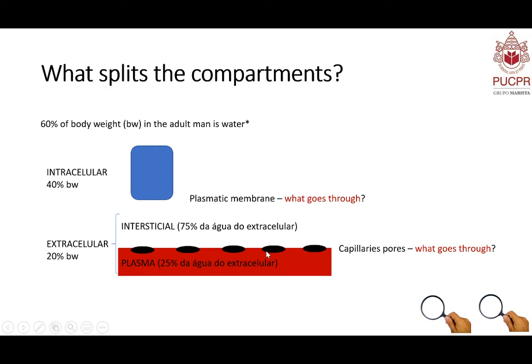wall of the capillary. And in the wall of the capillary, we have pores, which are not big actually, they're pretty small, very small places in which you can pass water. Okay, so water can pass really freely between plasma and the interstitial space.